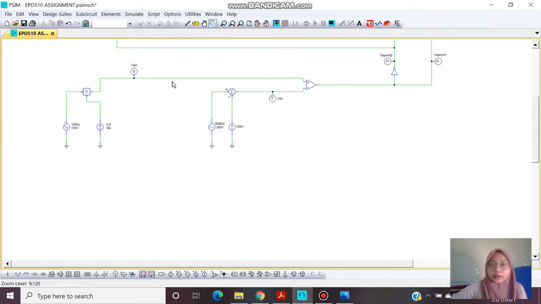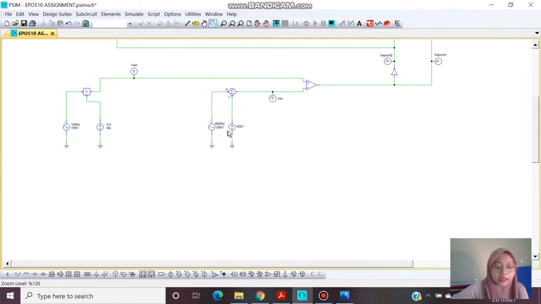When we run the simulation, 150 volt will be multiplied by 0.8 and we get the reference voltage. Next, for the carrier signal part, we use a triangular source, and this triangular source is a unipolar signal, so we must shift it a little bit to become a bipolar signal with the function of 150 volt DC source here.